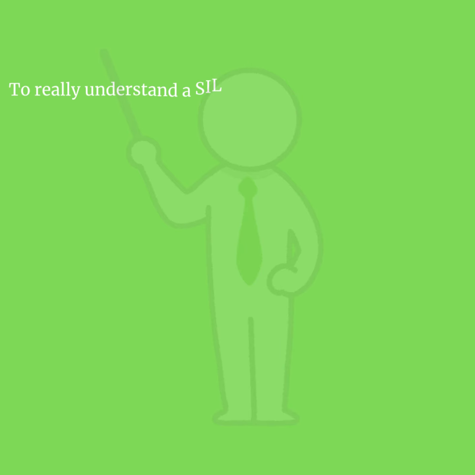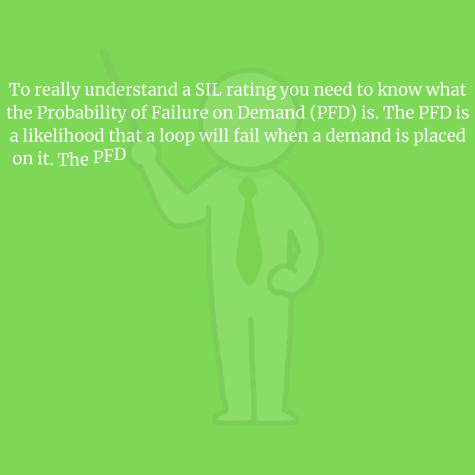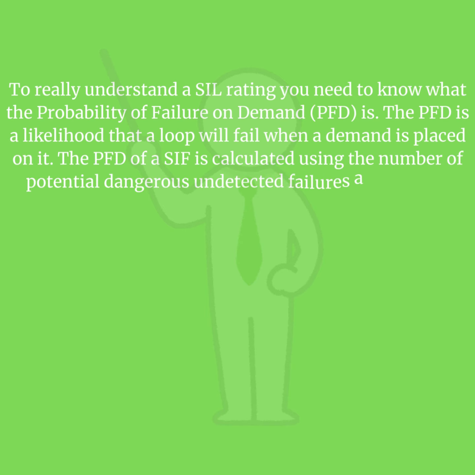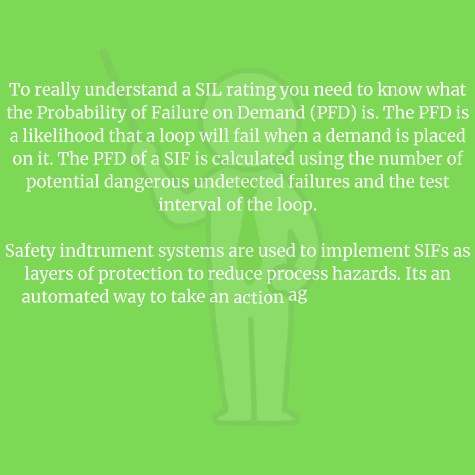To really understand a SIL rating, you need to know what the probability of failure on demand, PFD, is. The PFD is a likelihood that a loop will fail when a demand is placed on it. The PFD of a SIF is calculated using the number of potential dangerous undetected failures and the test interval of the loop. Safety instrumented systems are used to implement SIFs as layers of protection to reduce process hazards.